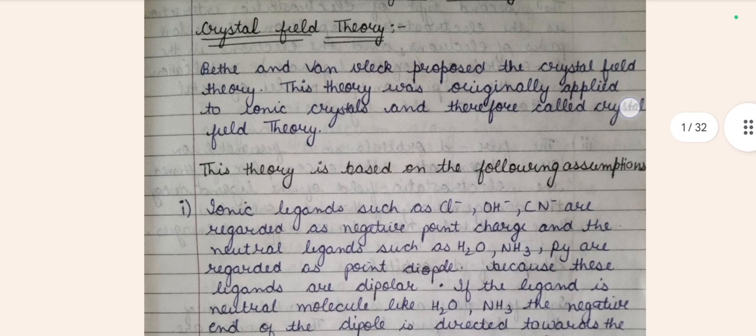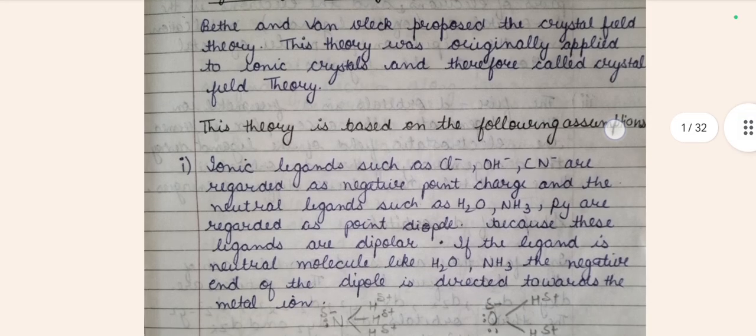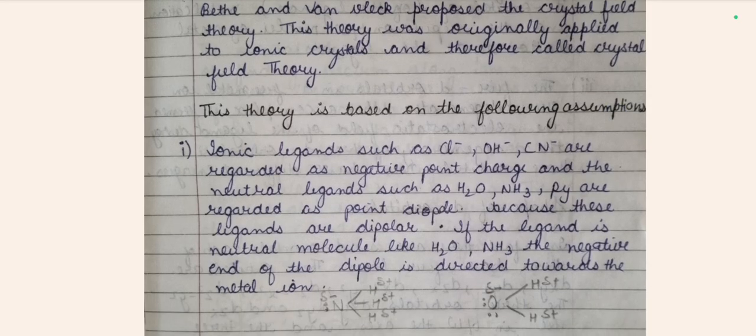Ionic ligands such as Cl⁻, OH⁻, CN⁻ are regarded as negative point charges, and the neutral ligands such as H2O, NH3, Py are regarded as point dipoles. Because these ligands are dipolar, if the ligand is a neutral molecule like H2O, NH3, the negative end of the dipole is directed towards the metal ion.